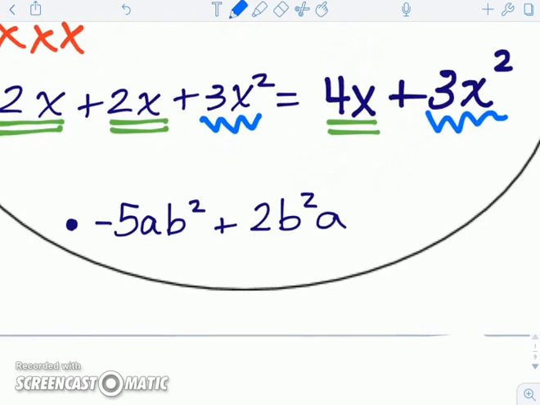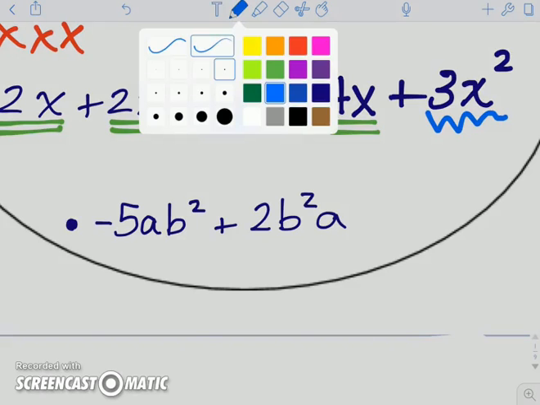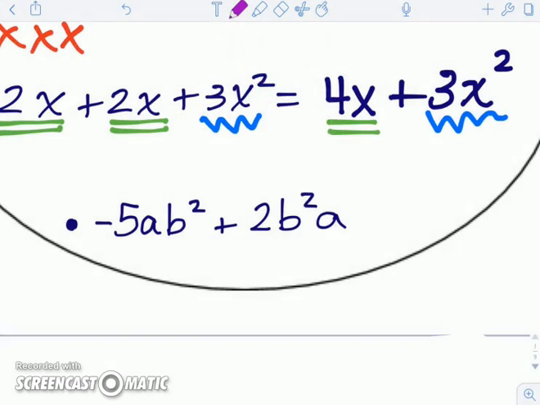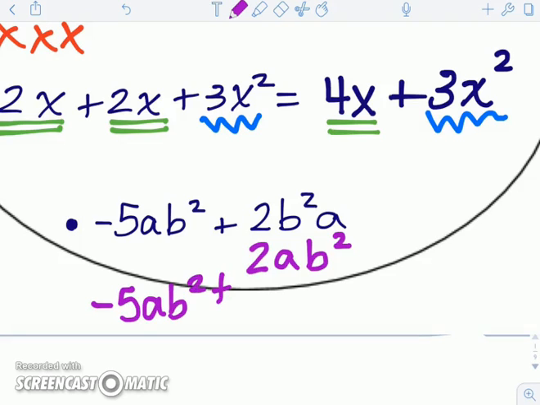And our last example in this bubble, negative 5ab squared plus 2b squared a. Remember what we said up top? There's a property that lets us rewrite this as 2ab squared, and that property is the commutative property. And so I have negative 5ab squared plus 2ab squared. So I just do the operation with their coefficients. Negative 5 plus 2 is negative 3ab squared. I just bring over the variable and the exponents exactly as they are. The term on the end, I just leave it as is. All I do is operations with the coefficients.